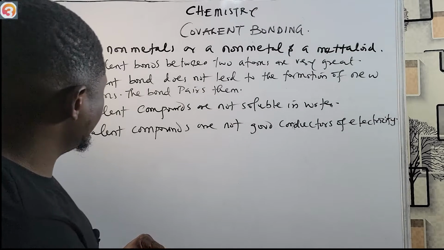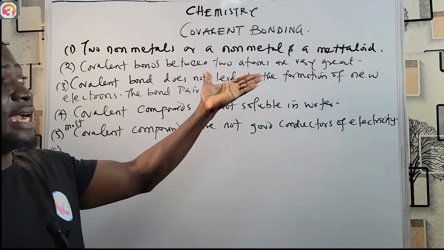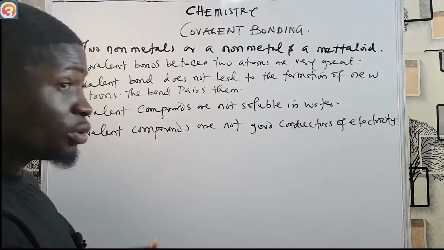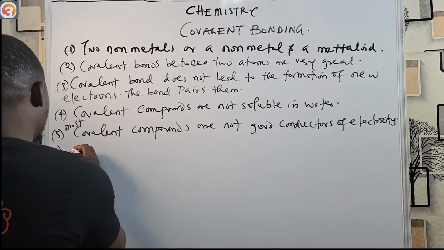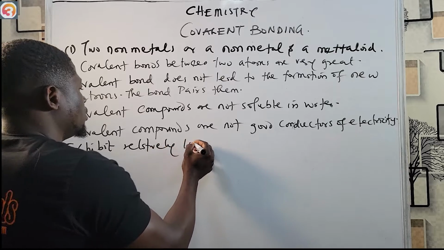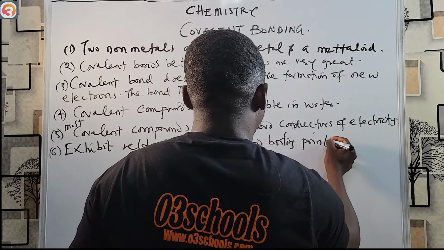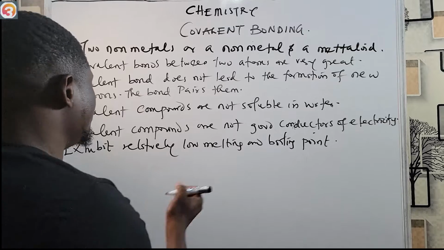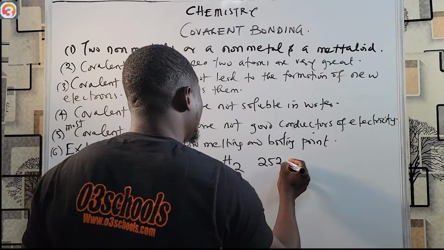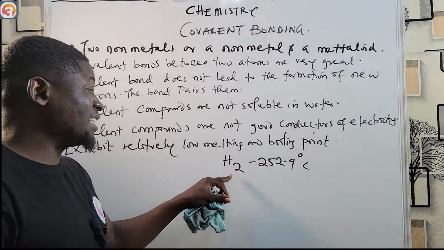Then another one, which one am I missing out? We are seeing these two non-metals or a non-metal and a metalloid. Covalent bonds between two atoms are very great, very massive, right? Also, they exhibit relatively low melting and boiling points. For example, the boiling point of hydrogen is, I think, minus 252.9 degrees Celsius. It has a very low boiling point.